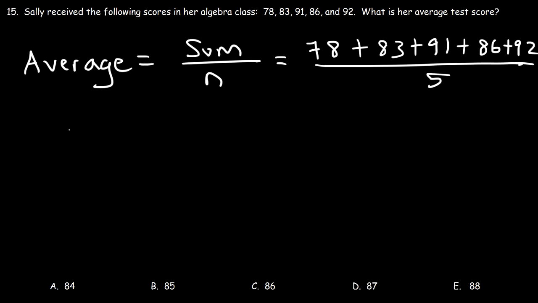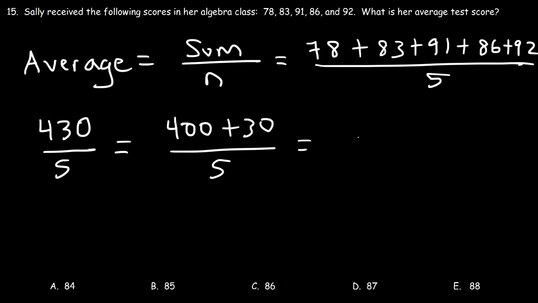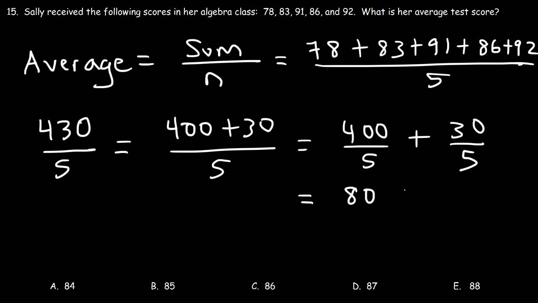So the sum of those 5 numbers is 430. Now let's divide 430 by 5. You can use a calculator or you can do it another way. Let's split up 430 into 2 numbers, 400 plus 30. Now what is 400 divided by 5? Think of 40 divided by 5. 40 divided by 5 is 8. So 400 divided by 5 is 80. And 30 divided by 5 is 6. So 430 divided by 5 is 86. And that's going to be the average test score.